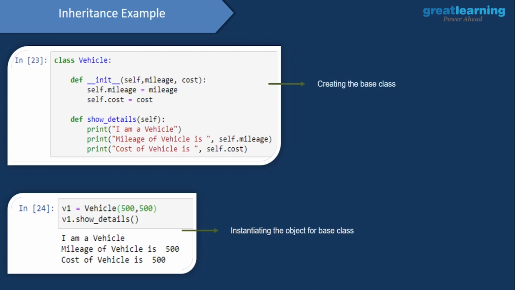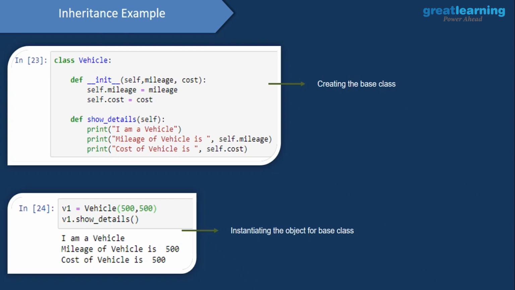So now that the parent class is ready, I would have to create an object of the parent class. So here I have v1 is equal to Vehicle, and I pass in 500 and 500. This 500 would denote the mileage of this vehicle, so this might basically mean 500 miles per gallon. Then we have the cost, which is 500 again, so the cost of this vehicle is $500. Now that we have created this object, we can directly invoke the show details method with this object. So I have v1.showDetails, and as you have in the result, I'm a vehicle, mileage of the vehicle is 500 and cost of the vehicle is 500.